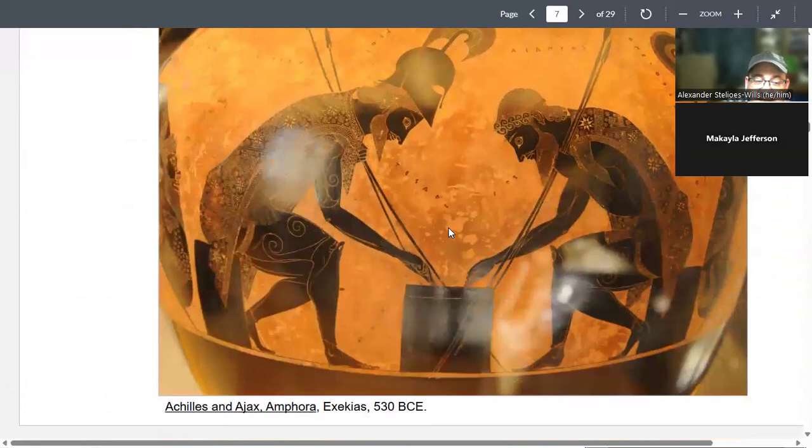Okay, Achilles and Ajax Amphora. So Exekias, it is a Greek ceramics piece. In terms of ceramics, this is a type of terracotta, right? It's red clay. In terms of Greek ceramics, this is an example of black figure. And it's a really good example of proving something that students are constantly confused about. I get so many students who will write on the essay part, explain the transition from red figure to black figure, or black figure to red figure.